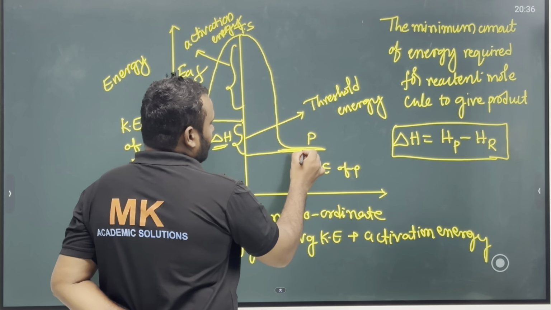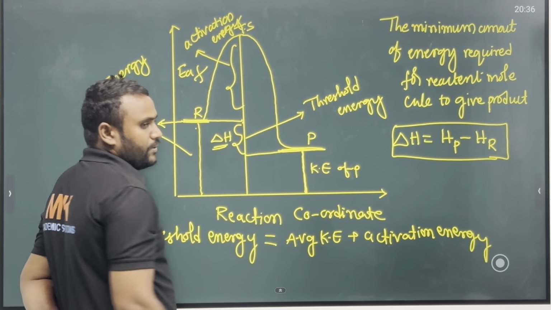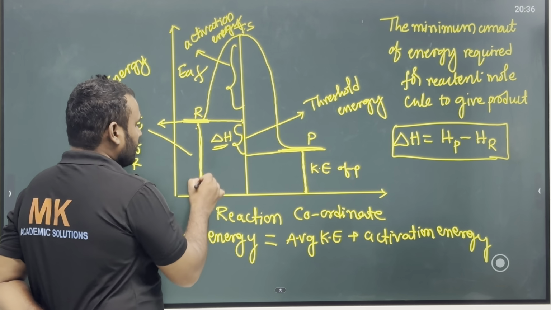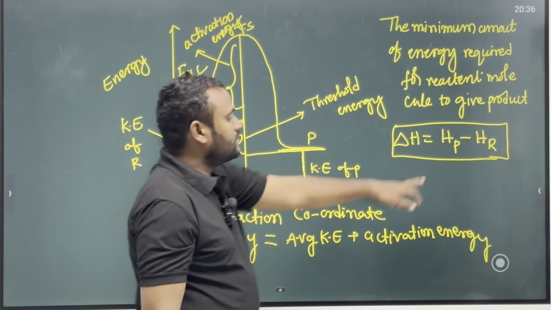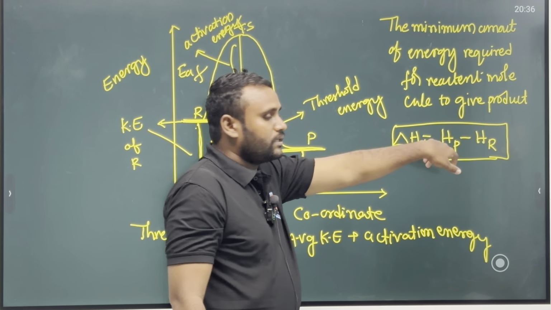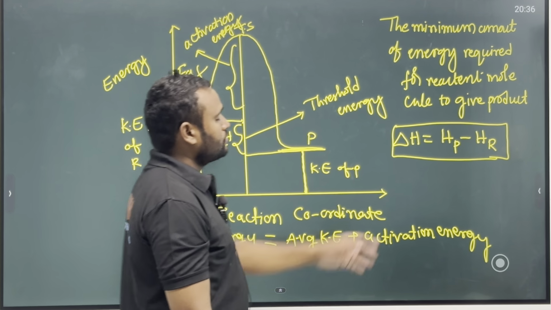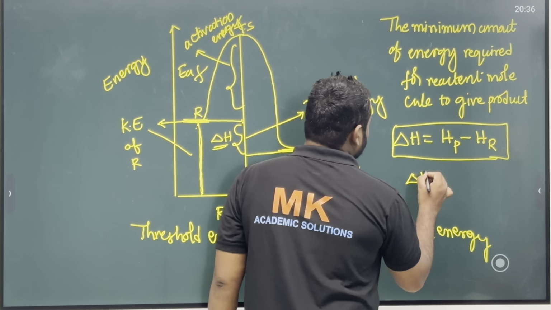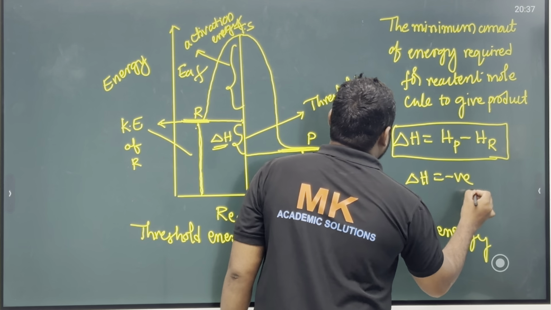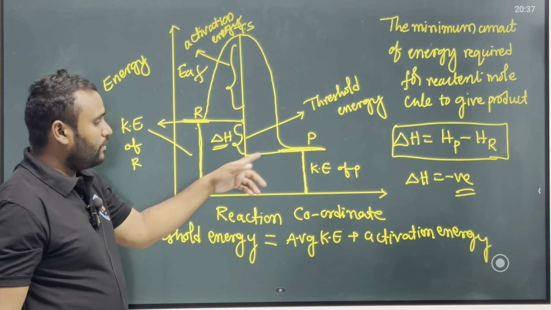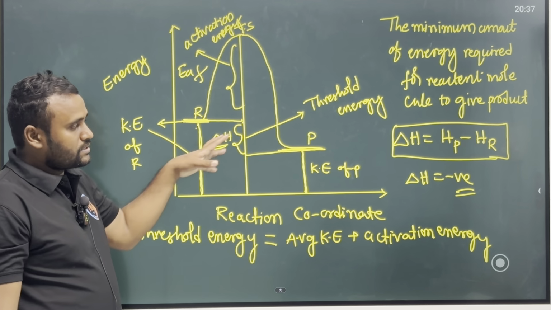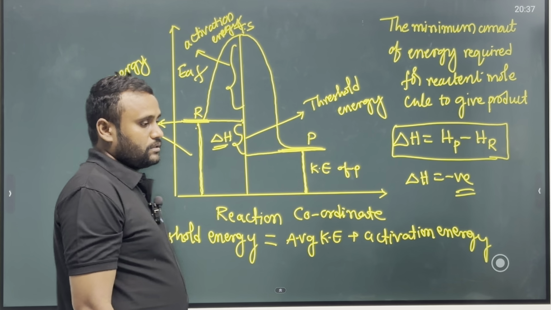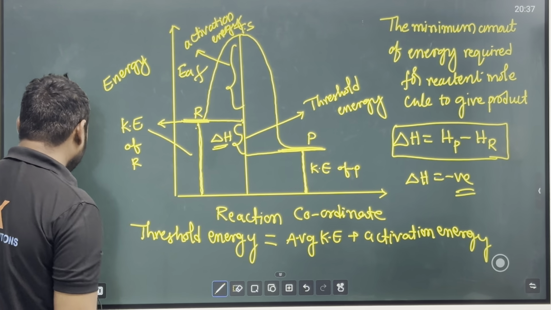So this is the enthalpy here. Enthalpy is nothing but average kinetic energy, how much energy it has. When you observe here, the reactant has more energy, and the product has less energy. Less minus more, so you get delta H negative. So in this particular reaction, delta H is negative, and this forward reaction is an exothermic reaction.